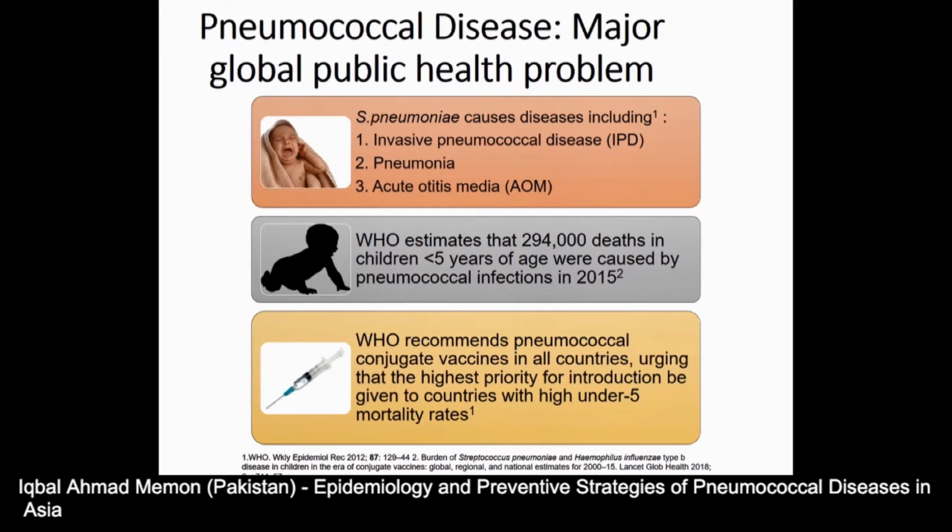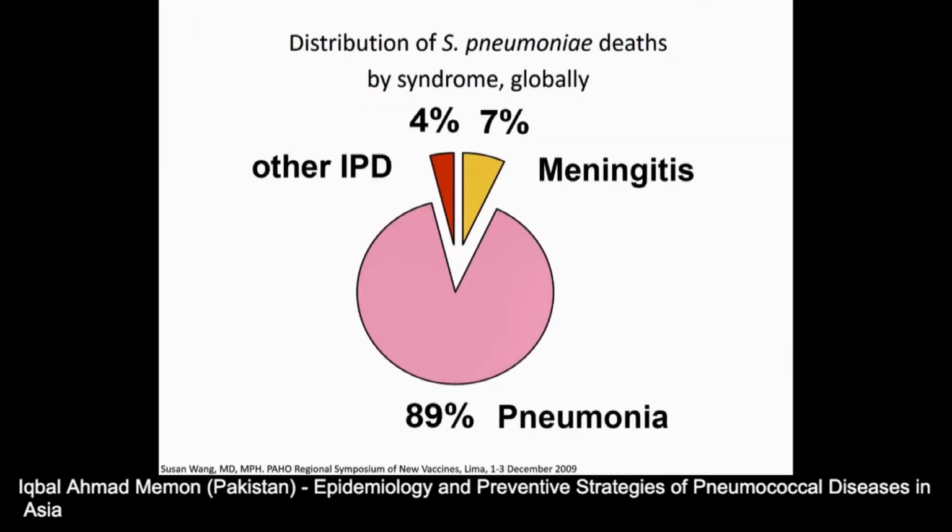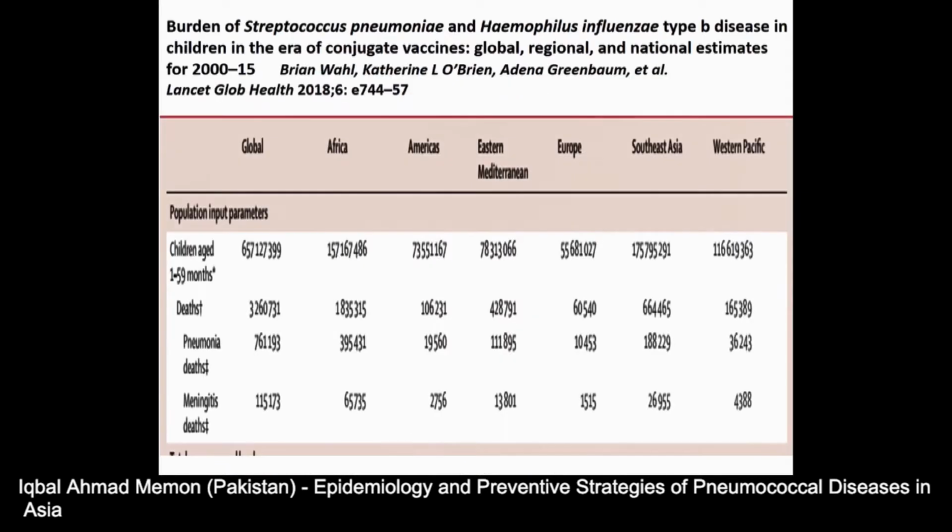Pneumococcal disease is a major global public health problem that we intend to discuss today. Invasive pneumococcal disease, pneumonia, and acute otitis media are the diseases that make up this major global health problem. It is estimated that a huge number of deaths occur every year under 5 which are caused by pneumococcal infection. If you look at the spectrum of deaths by syndrome globally, pneumonia makes up nearly 90% plus, IPD is 4%, and meningitis is 7%.